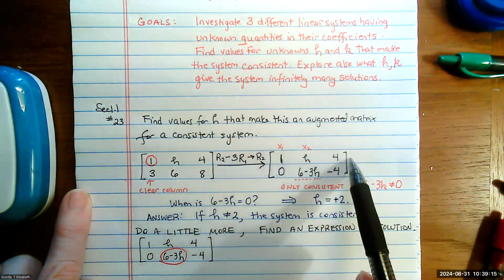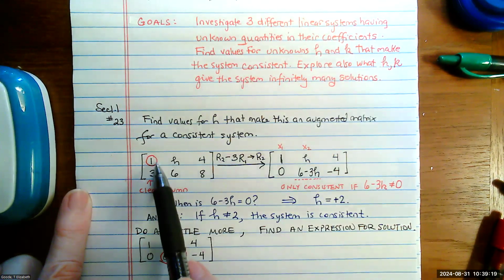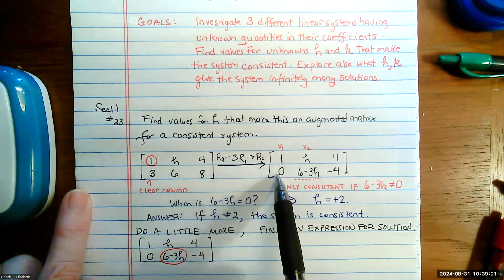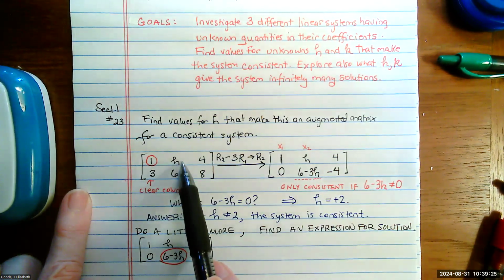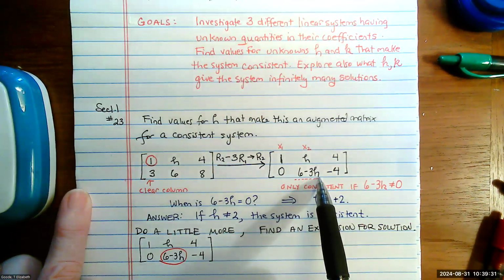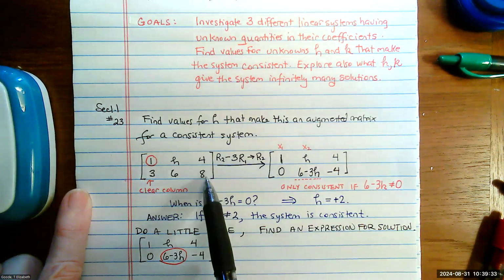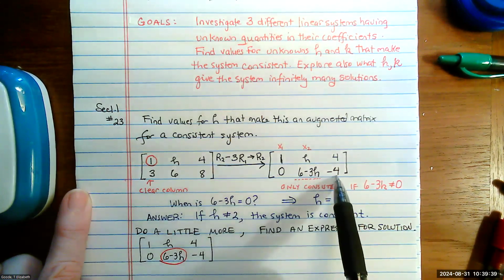So row 1 stays the way it is. Of course, 3 minus 3 times 1 is a 0, and that was the point. 6 minus 3 times h is just the quantity 6 minus 3h. So suddenly things have gotten interesting. We've never seen this before. And then for the third entry, 8 minus 3 times 4 is 8 minus 12, which of course is negative 4.